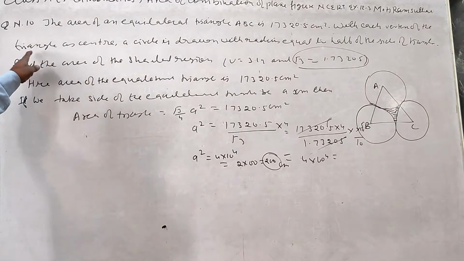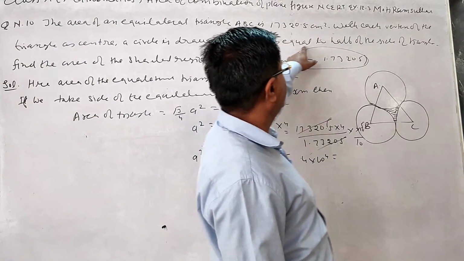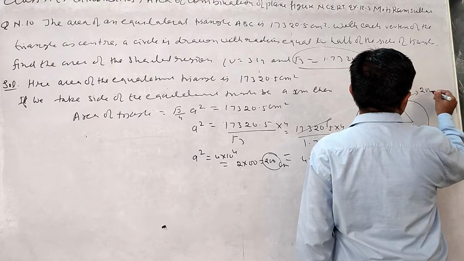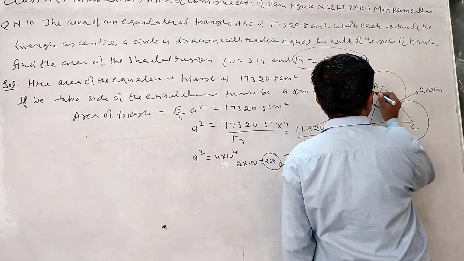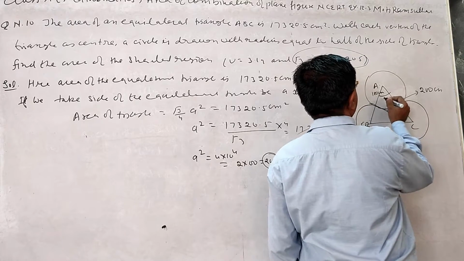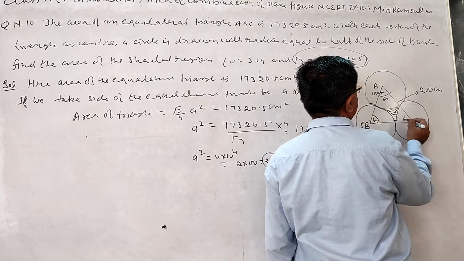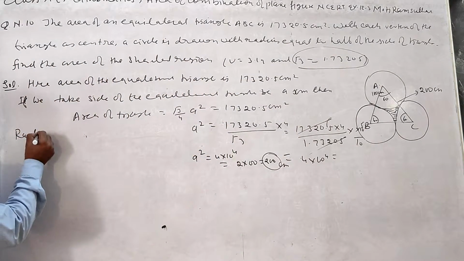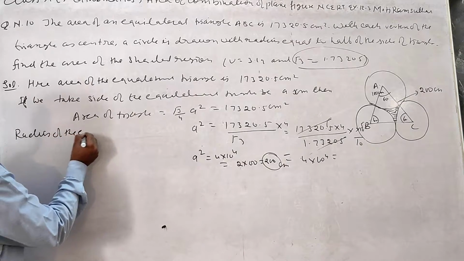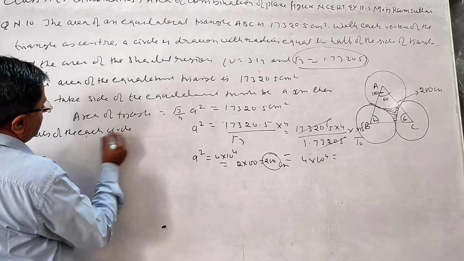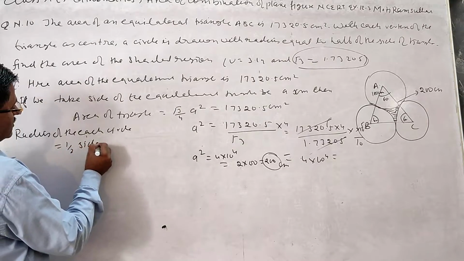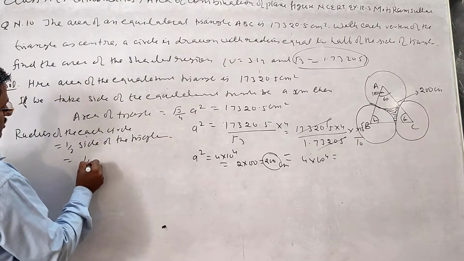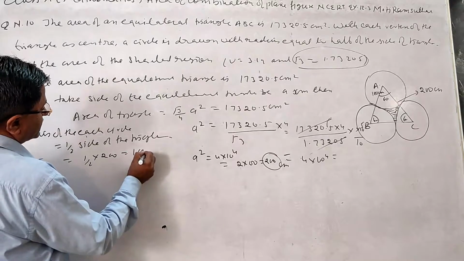Now the question also says the center of a circle is drawn at each vertex of the triangle with radius equal to half of the side. So this side we are getting 200. Now say the half of this, that is 100 centimeter. And this is an equilateral triangle, that's why it is clear. So we can say the radius of the circle, that is half of the side of the triangle, which is 1/2 of 200, that is 100 centimeter.